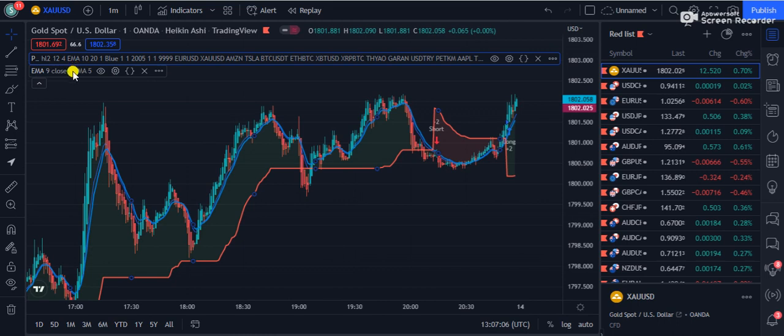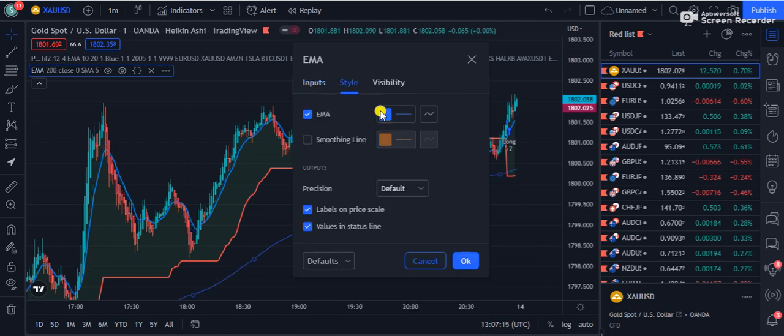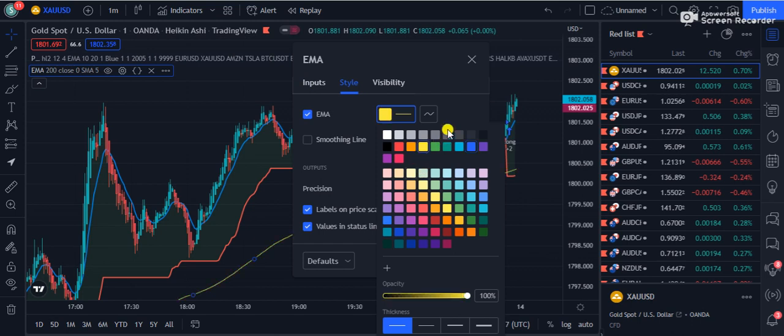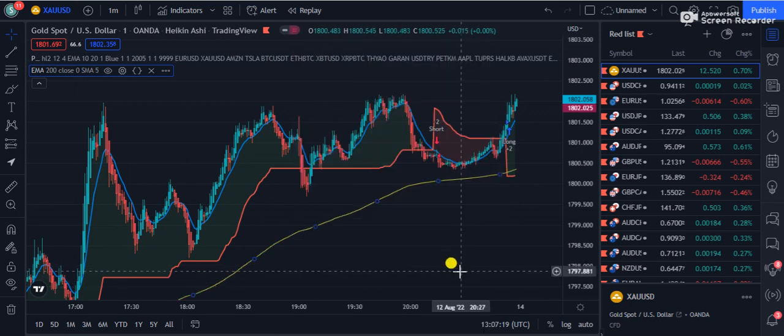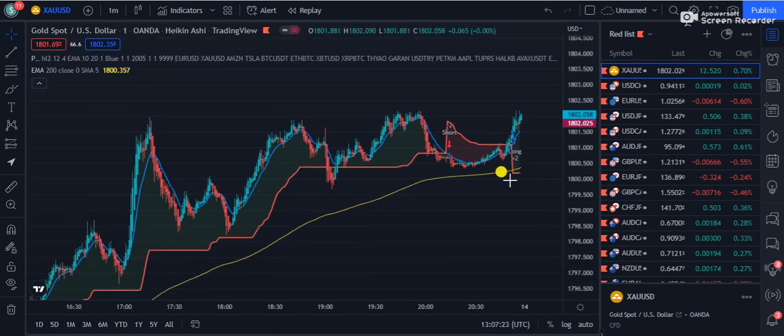Now we are going to the exponential moving average settings. Here we are going to change the length to 200, and then go into the style section and change it to the yellow color for the 200 period moving average. This is the exponential moving average.